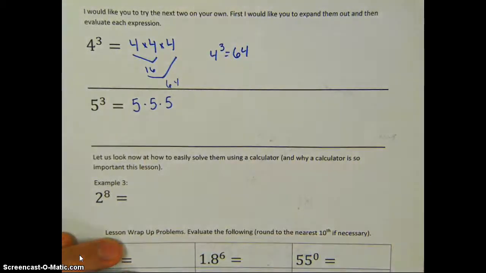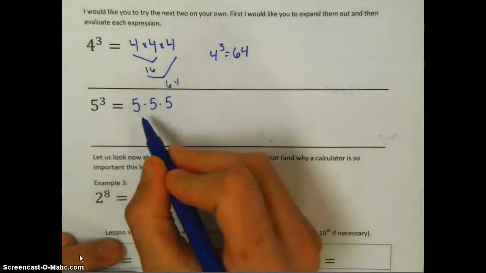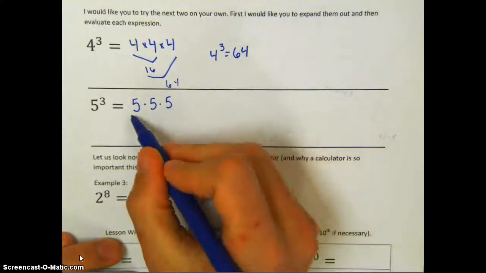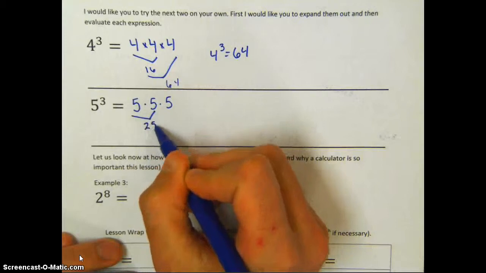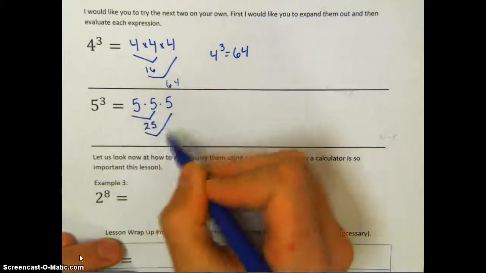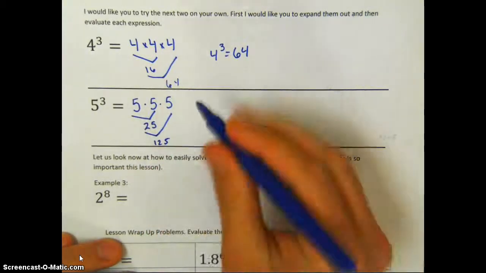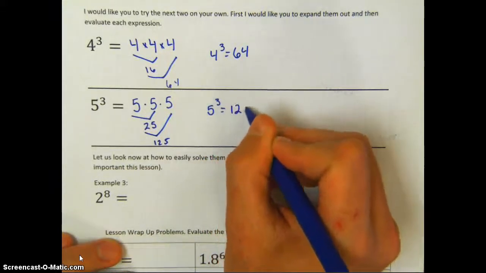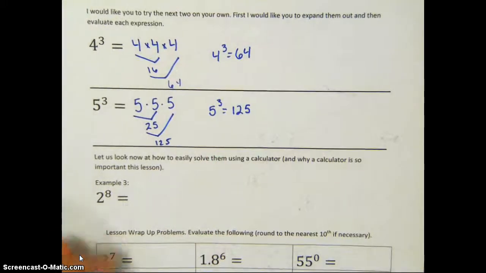Next problem might have taken you a little bit longer because if you haven't noticed yet, the answers to these problems get quite large very quick. So 5 to the 3rd power means 5 three times. So 5 times 5 is 25. 5 times 25 is 125. So 5 to the 3rd power, our answer we should have gotten is 125.